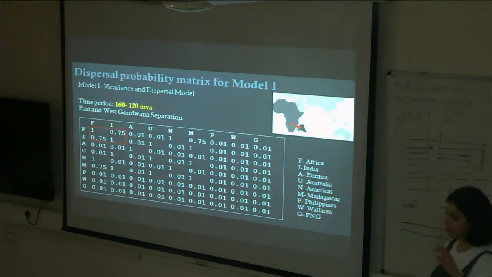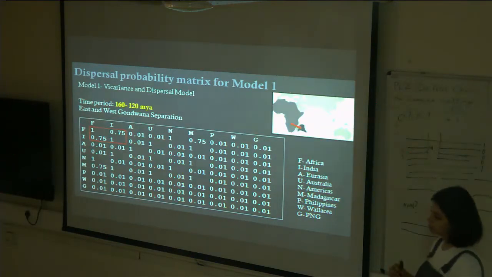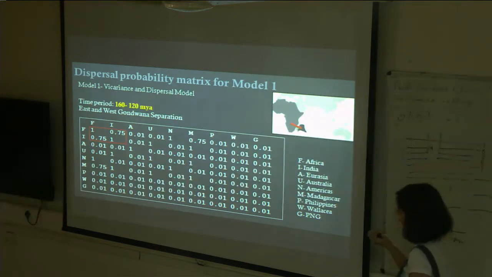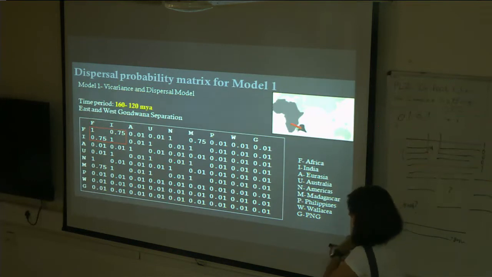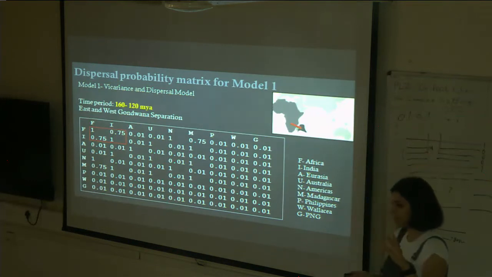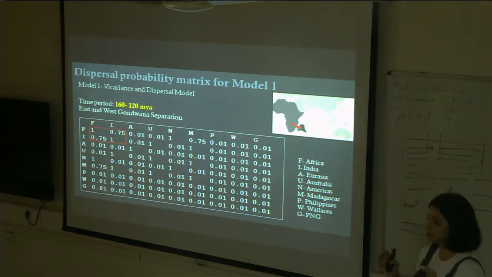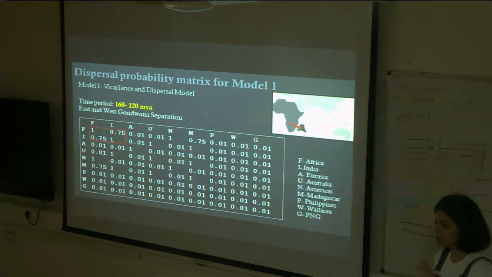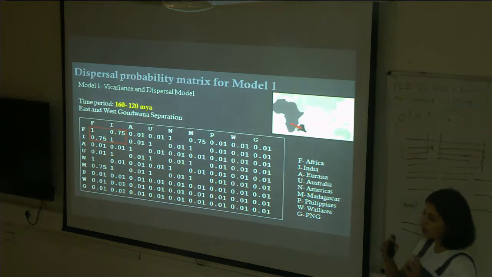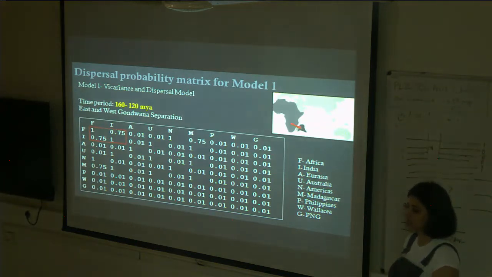Yeah. So remember the 3 models that I spoke about that I wanted to test. Those models, you can constrain your dispersal multipliers to implement those models. And I'll show you how I constrain for model 1, which is the Vicariance and Dispersal model. Here I am assuming that any lineage older than 90 million years came about because of Vicariance, and all the lineages younger than 90 million years that are found in India were because of Dispersal.